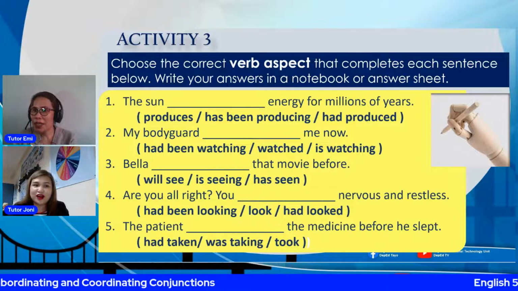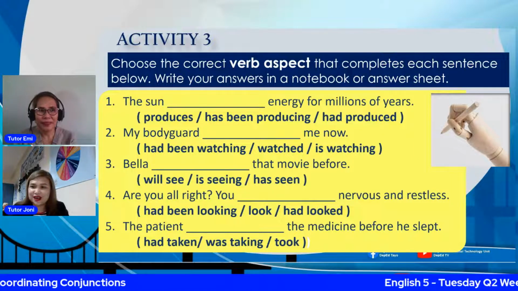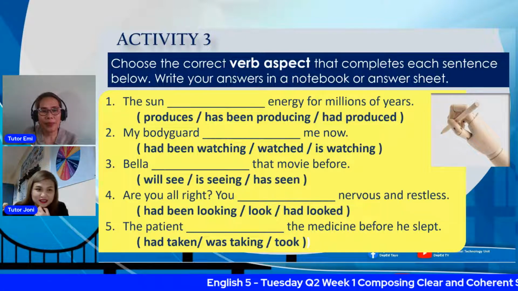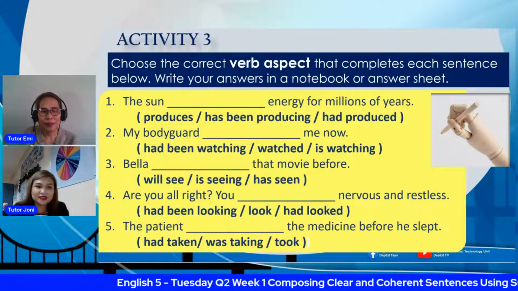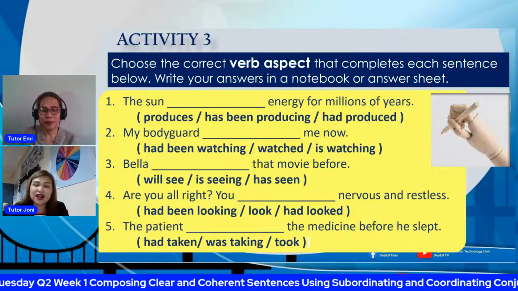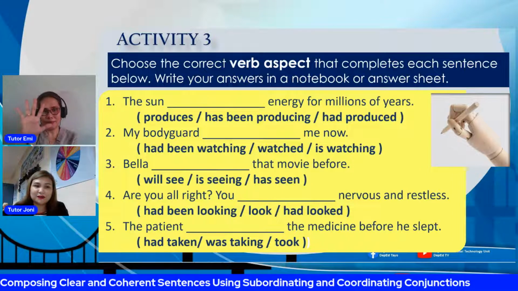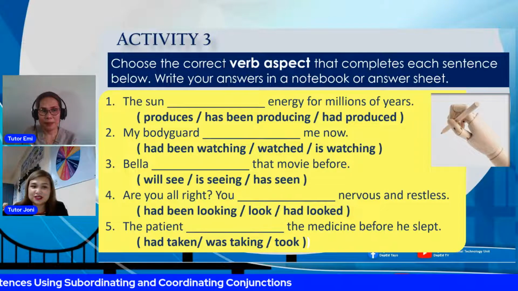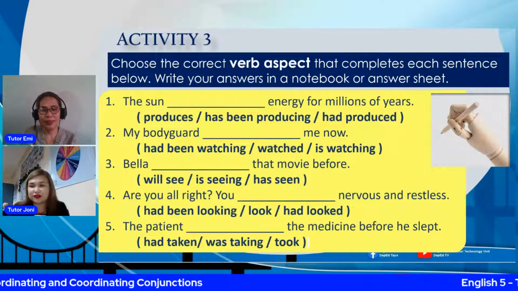Number 4: Are you all right? You blank nervous and restless. Had been looking, look, or had looked. And 5: The patient blank the medicine before he slipped. Had taken, was taking, or took.